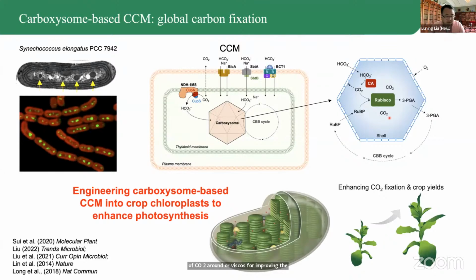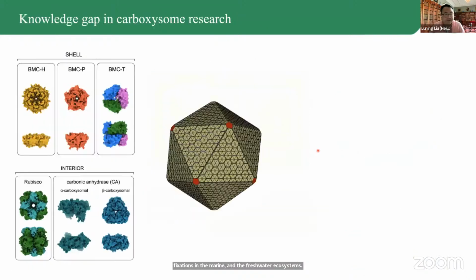So there's a growing interest in engineering carboxysome-based CCM systems into chloroplasts to enhance photosynthesis. And also, we know that in cyanobacteria, the CCM is very powerful at the global scale, contributing significantly more than 25% of the global carbon fixation in the marine and freshwater ecosystems. So it's a very promising target for engineering crop plant photosynthesis.